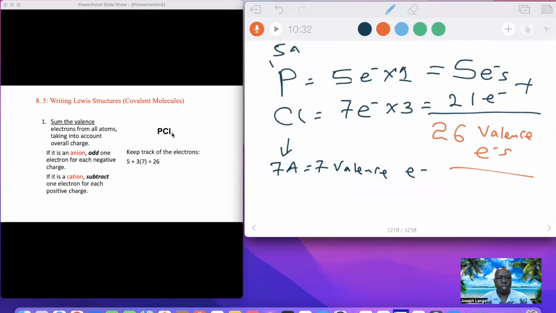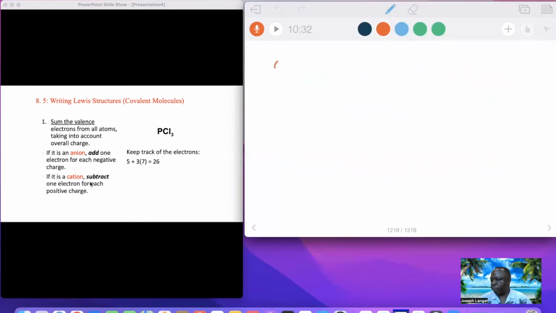So these 26 you see here is the total number of valence electrons in phosphorus trichloride. Take note of the 2 bullet points here. For an anion, that means negatively charged. For a cation, that means positively charged. Here, you add or subtract. I'm going to demonstrate using carbonate, for example. Carbonate is a polyatomic ion.